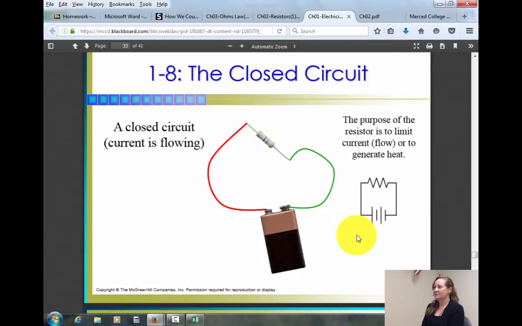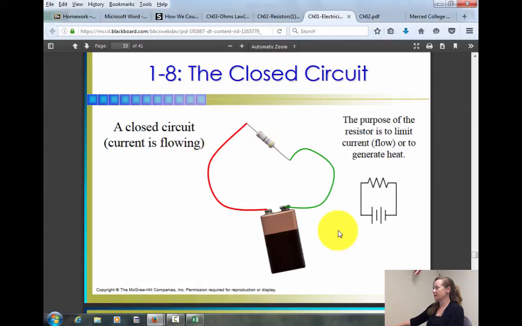Do you think current's going to flow through this circuit? It says right there, current is flowing, so yes, it is flowing. And the reason it's flowing is because it follows all the rules for a circuit. It has a resistance, and it's closed. Remember that the PD, or potential difference, is what causes the current to flow from one side of the battery to the other.